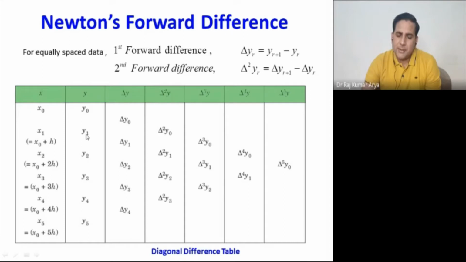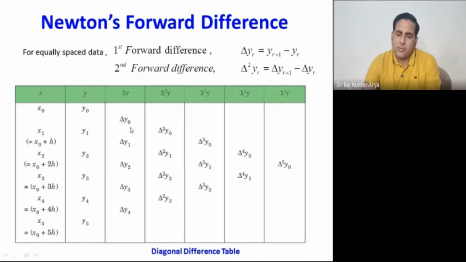Now you are calculating the difference between y1 and y2. So y2 minus y1, this is delta y1. Same way you can calculate y3 minus y2, this is known as delta y2, the first forward difference of y2. Then y4 minus y3 would be delta y3, and y5 minus y4 would be delta y4. And this column is now known as the first forward difference.